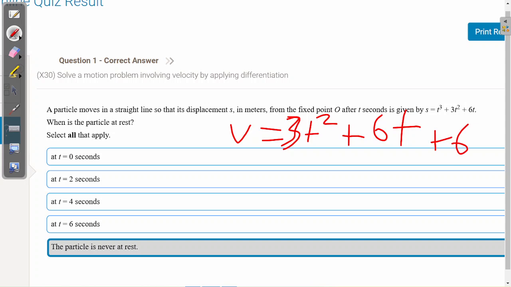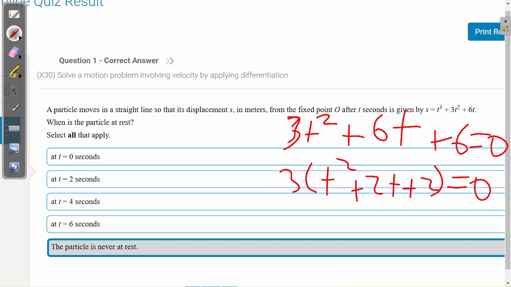Okay, now they want it equal to 0, so all of this equals to 0. We can factor this by 3. You will get 3t squared plus 2t plus 2 equals to 0. You divide by 3 on both sides, you just get t squared plus 2t plus 2 equals 0.